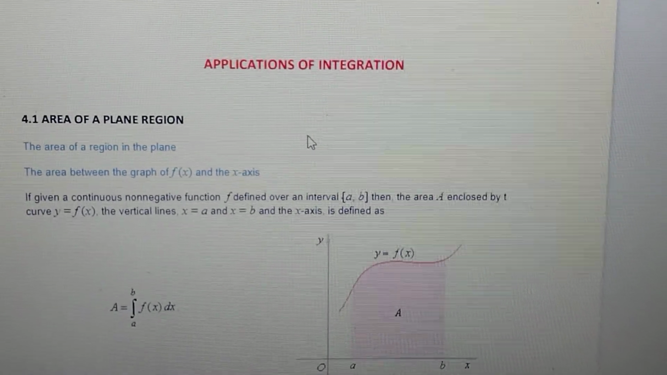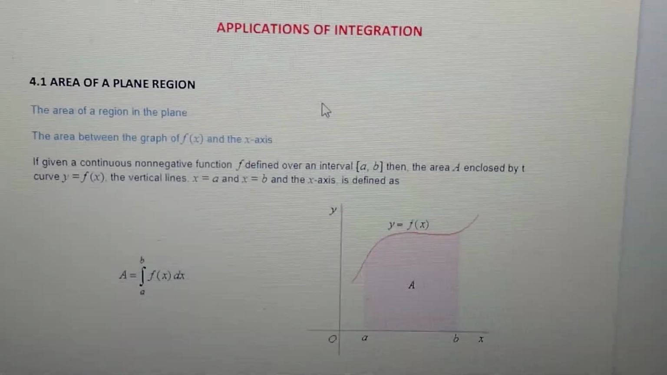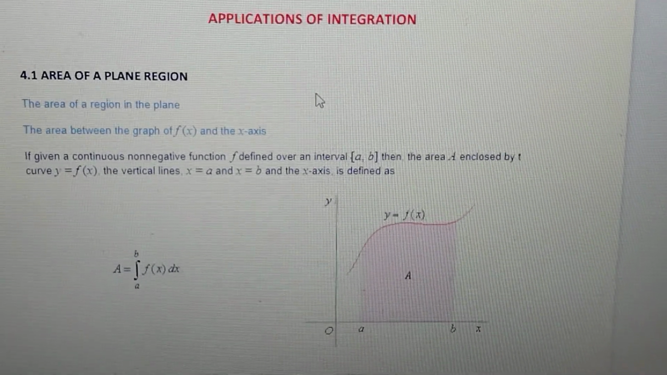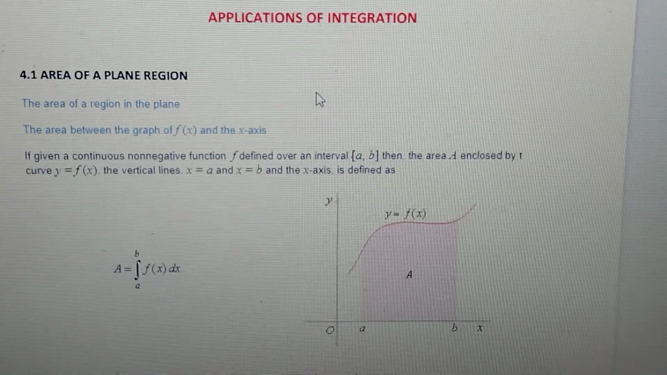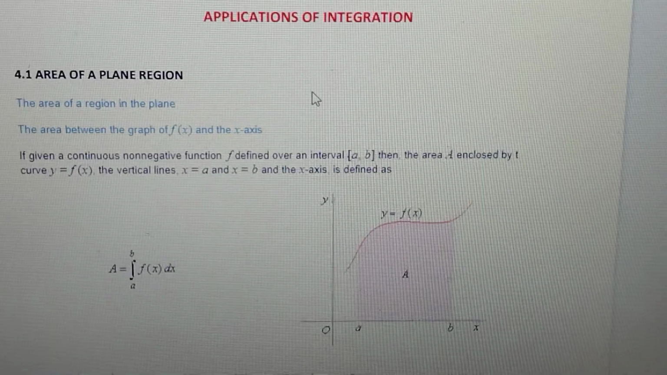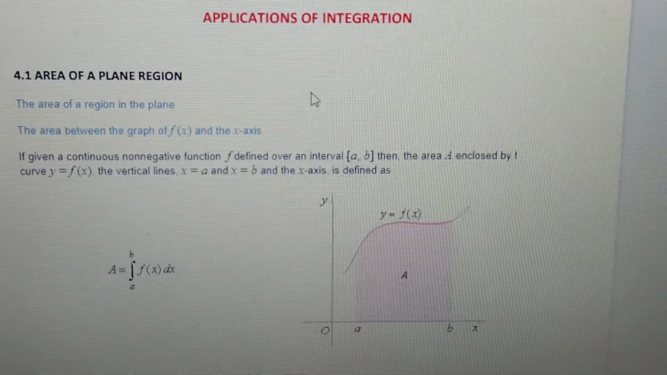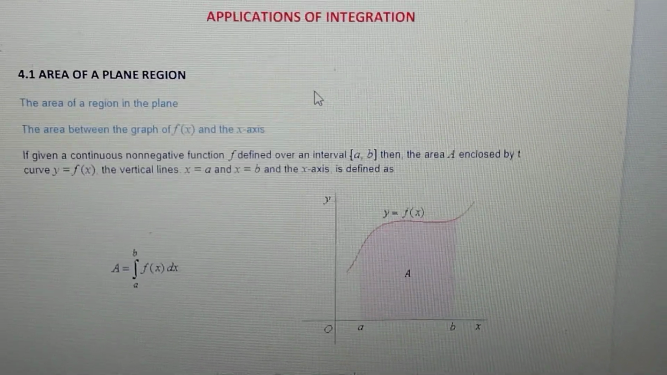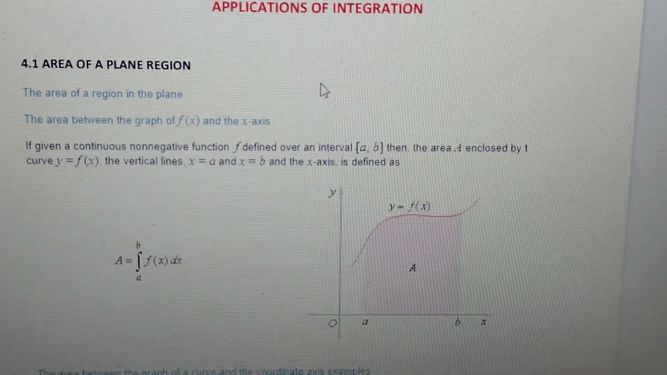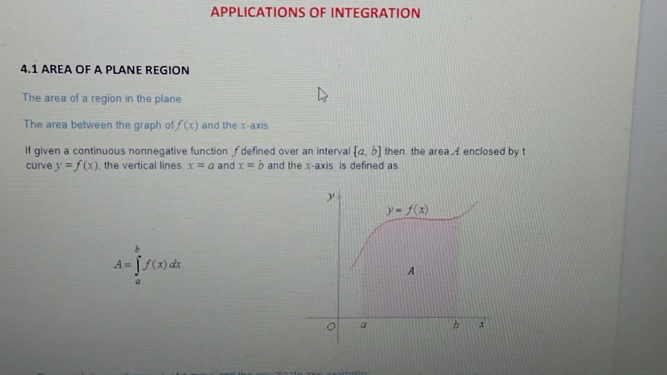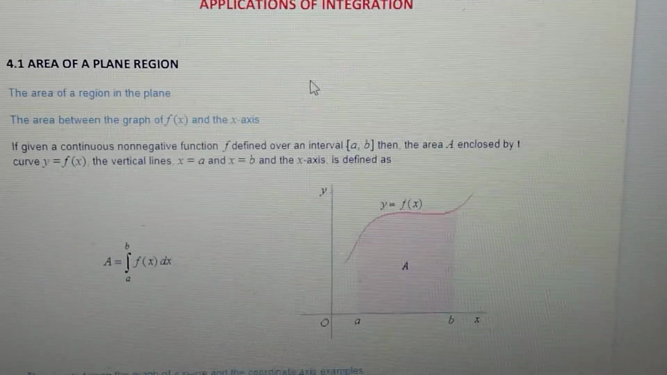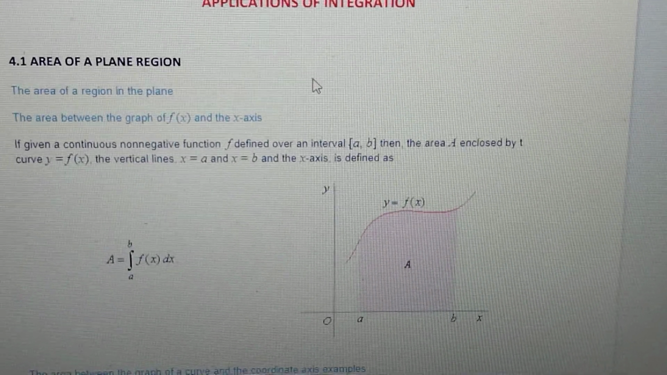Now, if given a continuous non-negative function f defined over an interval [a, b], then the area A enclosed by the curve y equals f of x, the vertical lines x equals a and x equals b, and the x-axis is defined as A equals the definite integral of f of x dx from a to b. So, meaning to say, that is the formula in finding the area of the region.